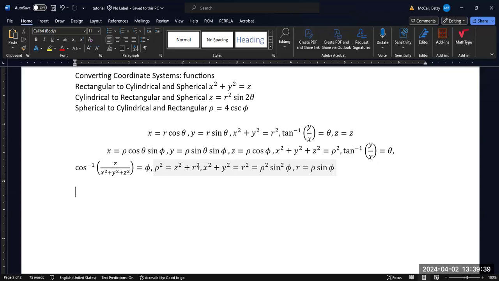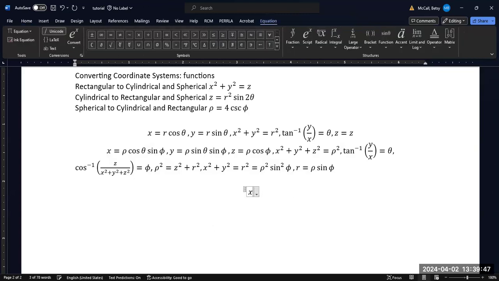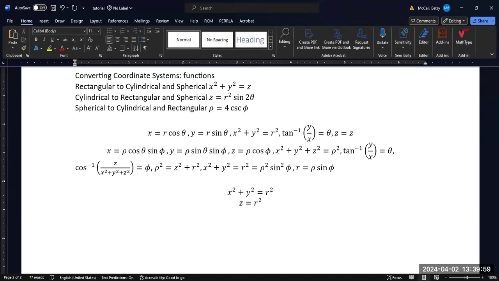So we're going to start with x squared plus y squared equals z. And if we're going to convert to cylindrical, then that's very straightforward because we have the identity x squared plus y squared is equal to r squared. And so our function is just z equals r squared. Boom. Done.